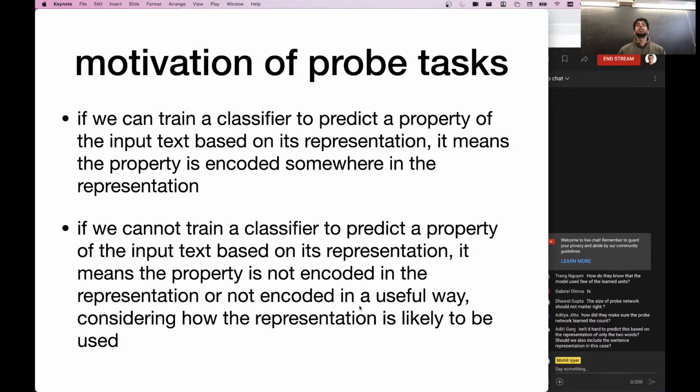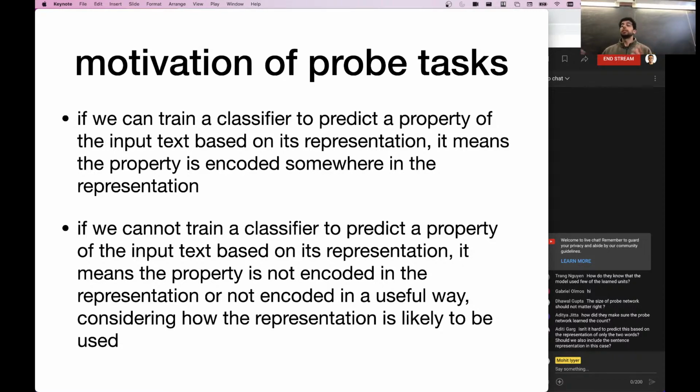Not encoded in a useful way means that that information might be buried somewhere deep down in the representation, but it's not immediately obvious on the surface. Like the most obvious example would be that sentiment neuron, right? Any probe network would just latch on to that one neuron to predict the sentiment, but maybe something like coreference is not so easy to determine on just the values of a particular neuron.